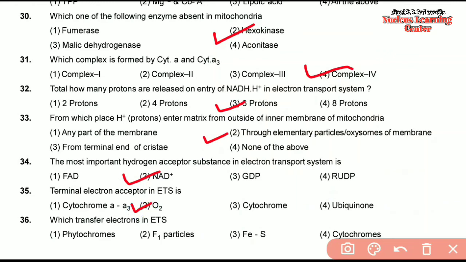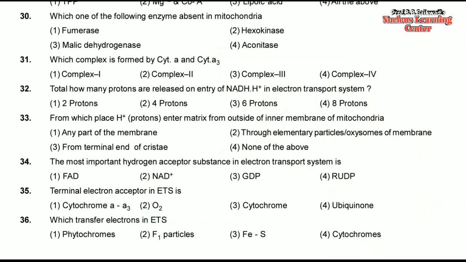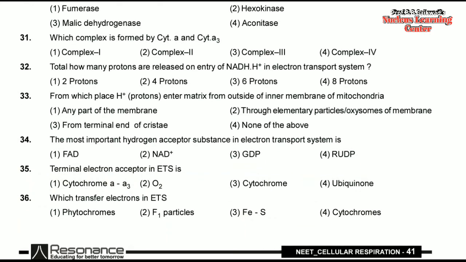Which transfers electrons in ETS? So in ETS the electrons are transferred by the cytochromes. Fourth number MCQ for 36 number question is correct. Okay, right. Everybody is getting me? Okay.